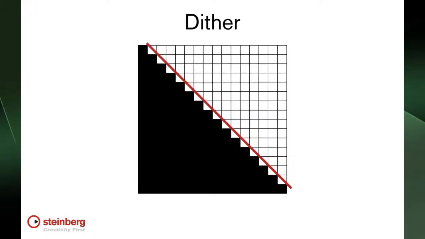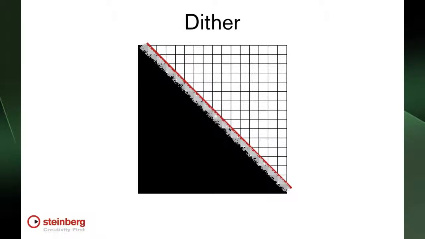Solving this problem is where dithering comes into play. Dithering is a mathematical process that adds noise to a digital signal to fill in the gaps and round off the steps when converting from one resolution to another. How well a system makes this conversion is what sets world-class systems like WaveLab apart from more average platforms.